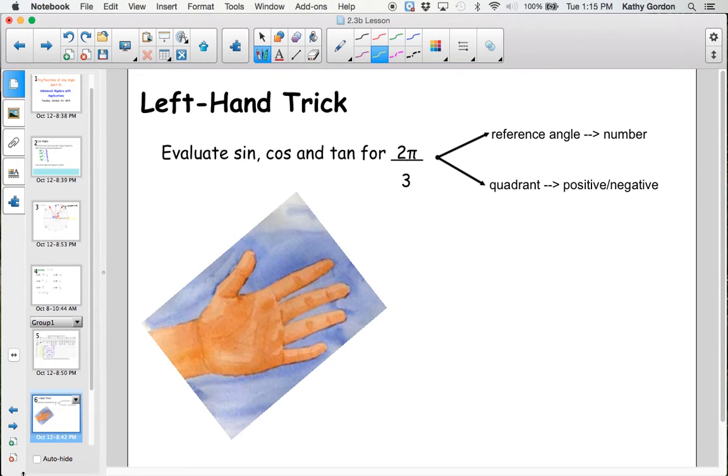Now, one other quick thing I just want to show you. So we've been talking about this idea that if you're trying to do the trig functions for an angle, it's about two things. Figuring out the number you need based on the reference angle, and figuring out the positive or negative you need based on what quadrant you're in. Well, there's a kind of cool little trick for doing that called the left-hand trick. Has anybody heard of this? All right, so left-hand trick. The idea is this.